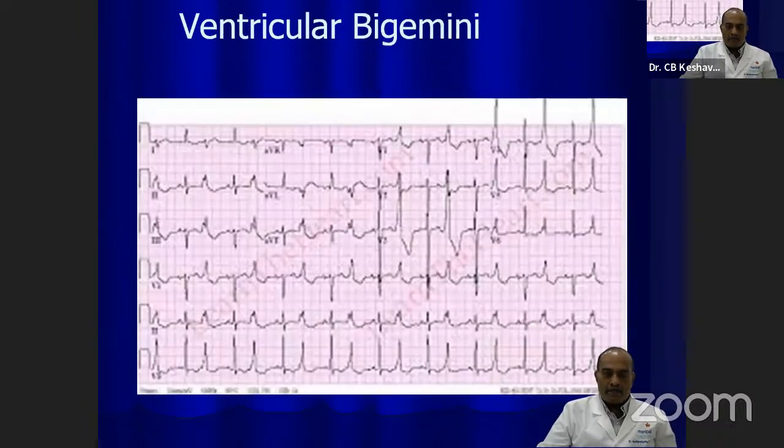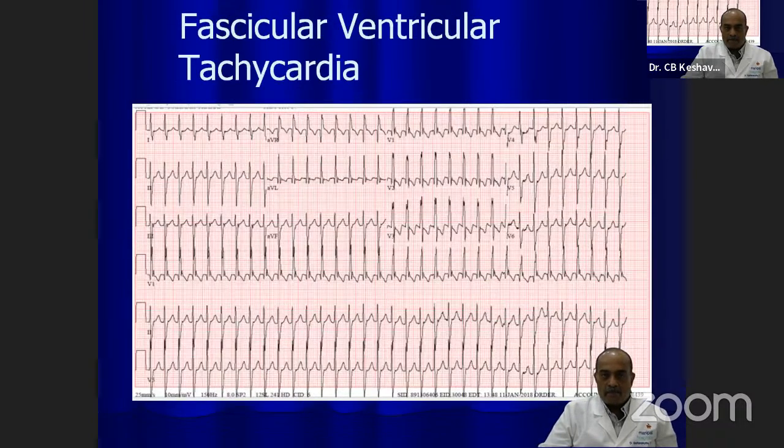So ventricular bigeminy, various types of ectopics can occur. An ectopic can come after every normal beat. Sinus beat, ectopic, sinus beat, ectopic. So each QRS, which is from the sinus, is followed by an ectopic. It's called a bigeminy. Then it can become a trigeminy or a quadrigeminy. That means every third or fourth beat is an ectopic.